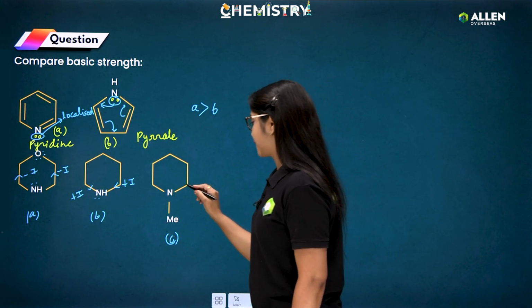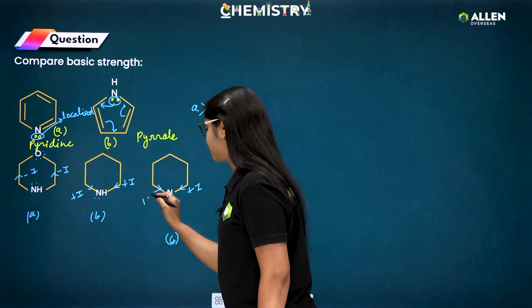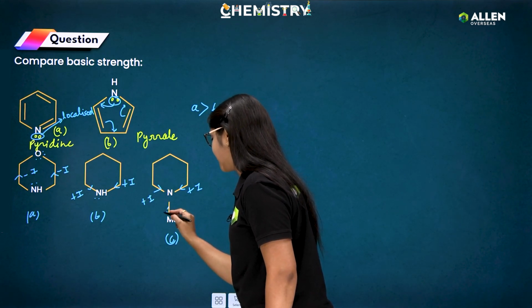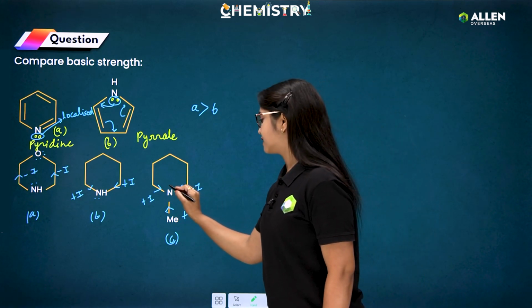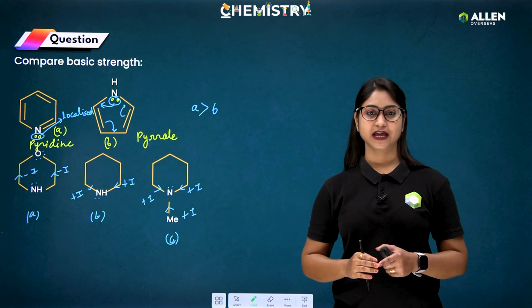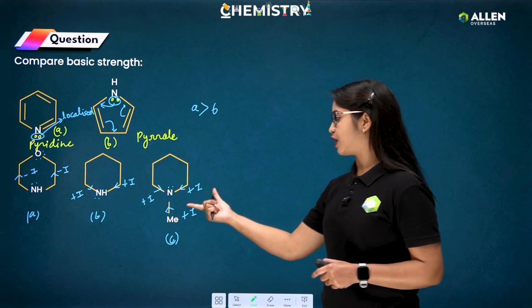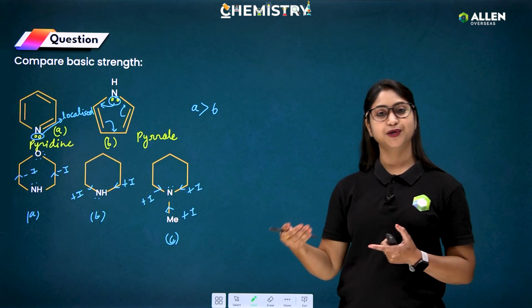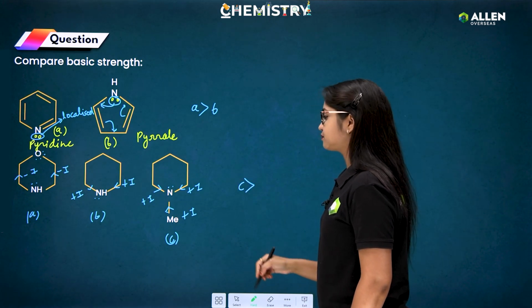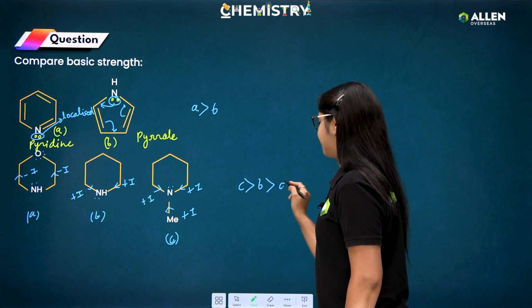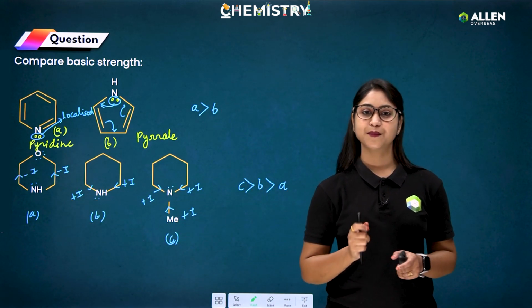And in the third one, here also you don't have any electron withdrawing group. So plus I effect will be working due to these carbon chains, and methyl is also showing the plus I effect. So from three sides the nitrogen is getting plus I effect. That's why overall the basic strength of this compound will be maximum. Plus I effect increases the basic strength, right? So I can say that C will be most basic, then B, and A will be least basic due to minus I effect. This is how we can compare the basic strength.